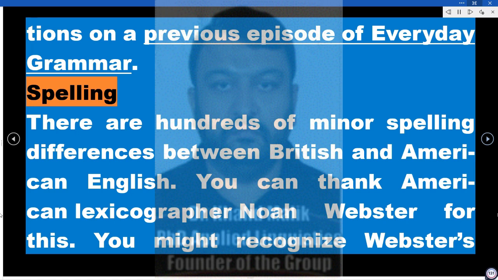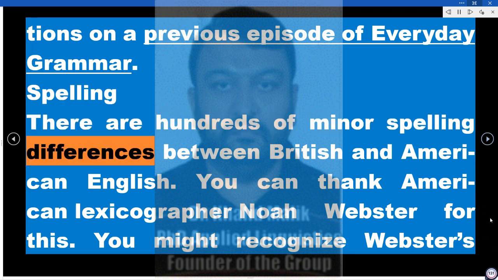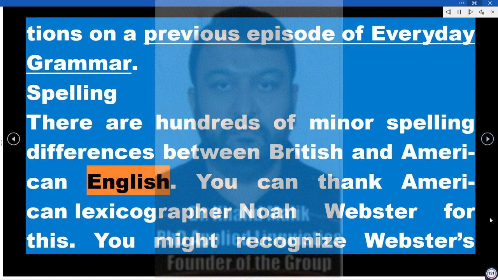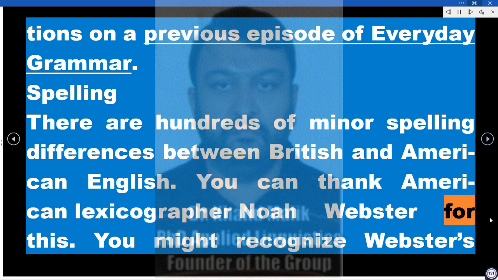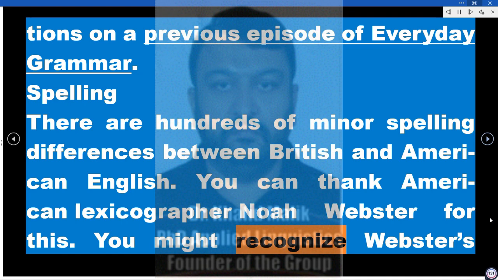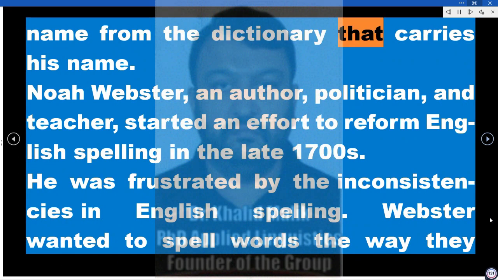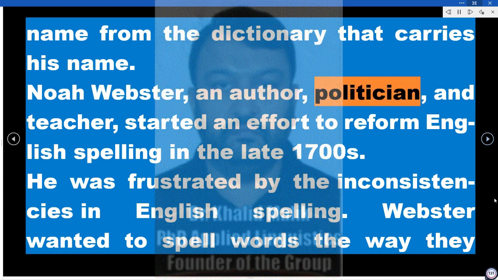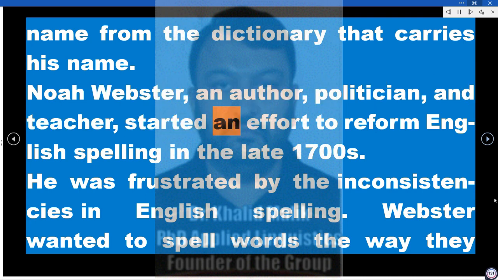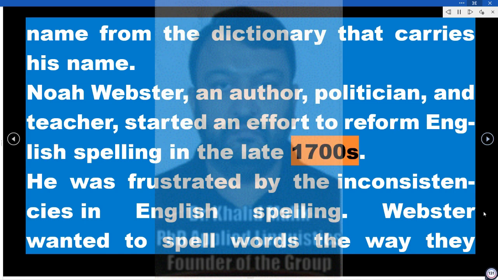Spelling. There are hundreds of minor spelling differences between British and American English. You can thank American lexicographer Noah Webster for this. You might recognize Webster's name from the dictionary that carries his name. Noah Webster, an author, politician, and teacher, started an effort to reform English spelling in the late 1700s.